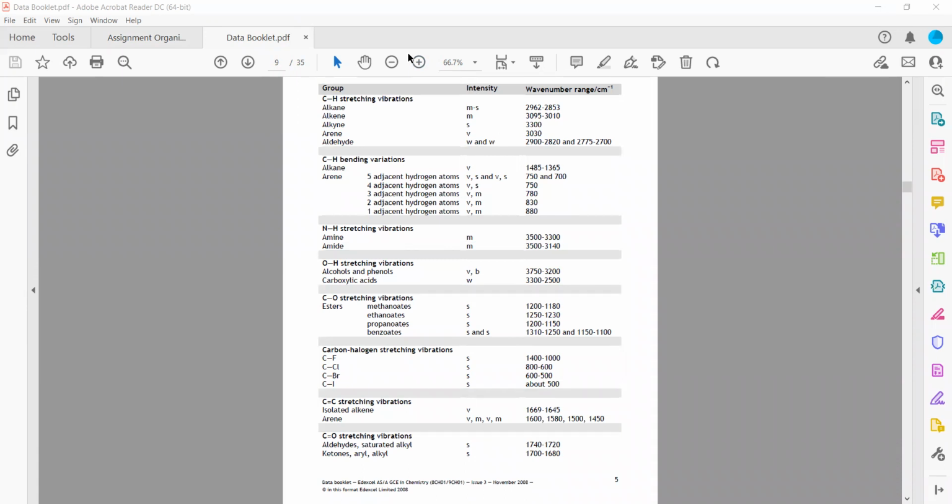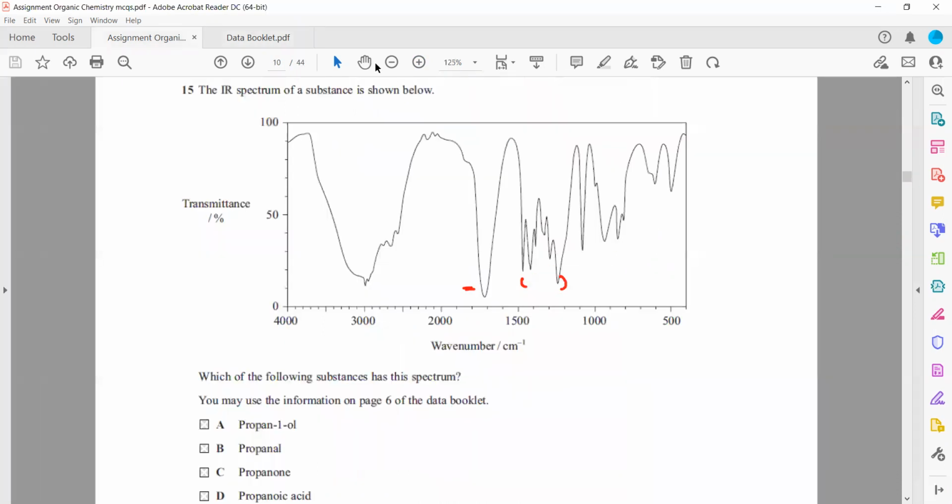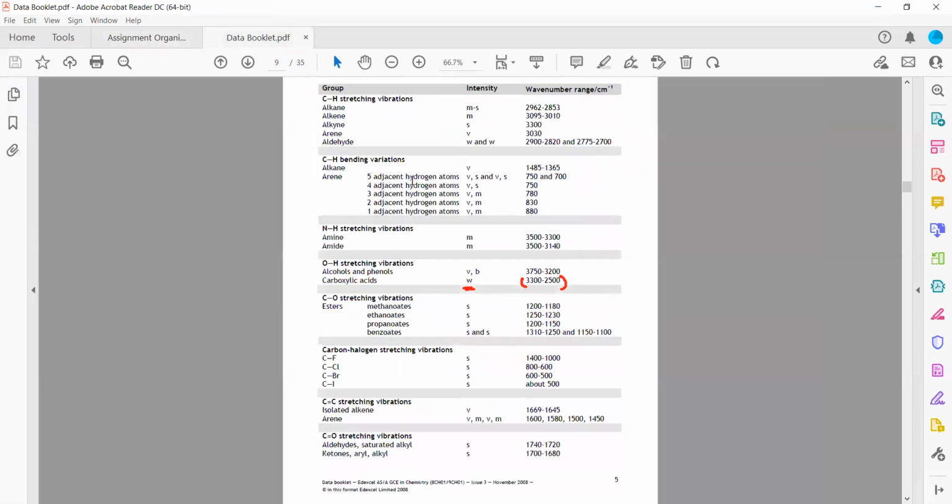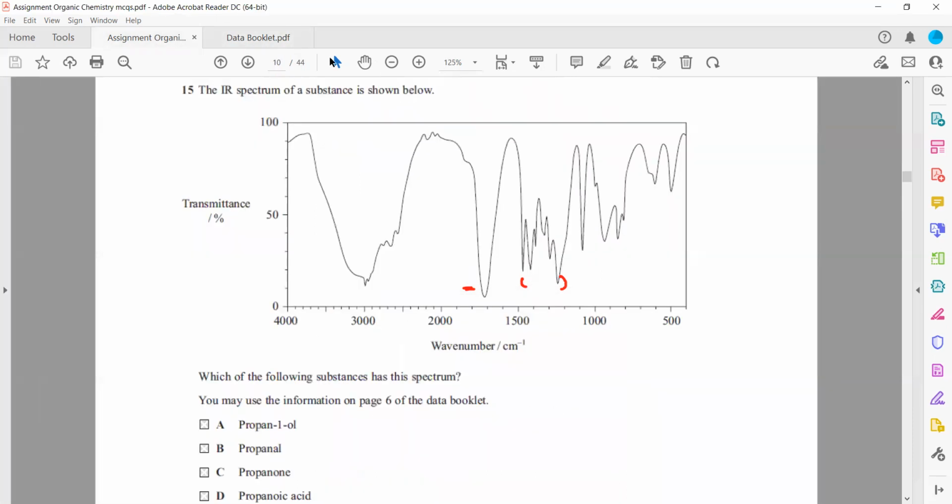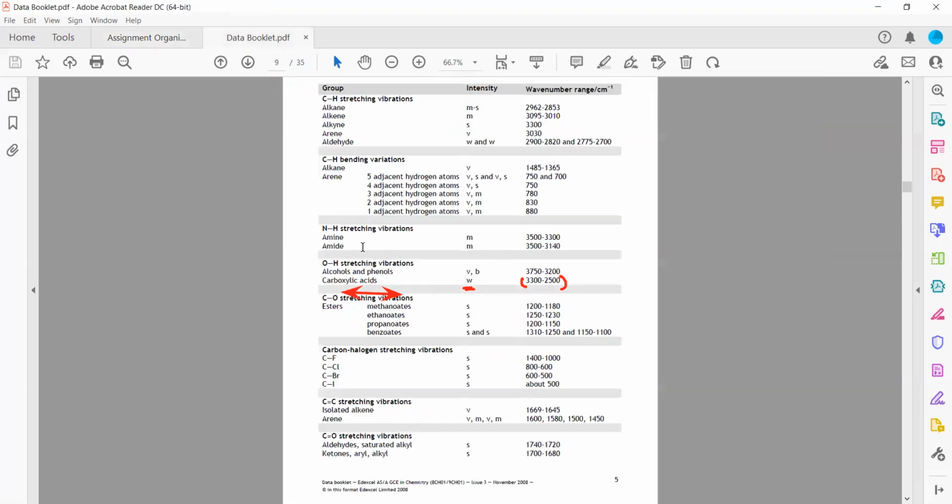When you check for the OH of a carboxylic acid, it will have a wide range, W here refers to wide, from 3300 to 2500. So you can clearly see 3300 is here and 2500 is this value, so you are getting a range like this. And then the OH of a carboxylic acid, and then C double bonded with O of a carboxylic acid.